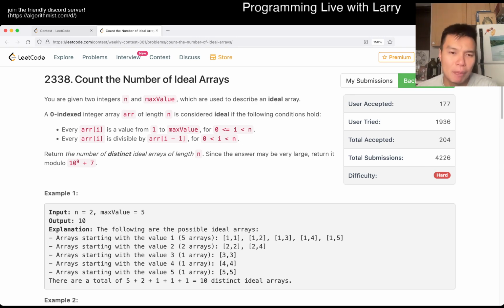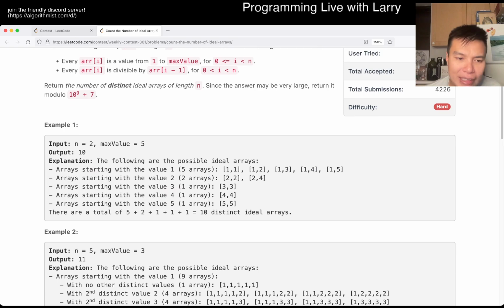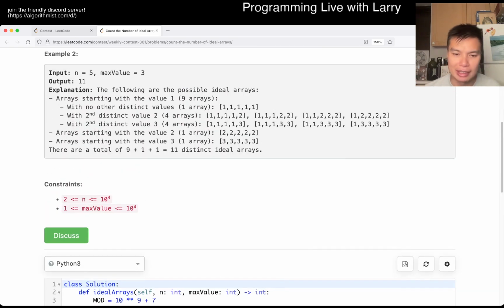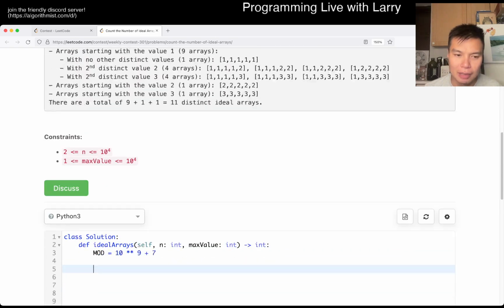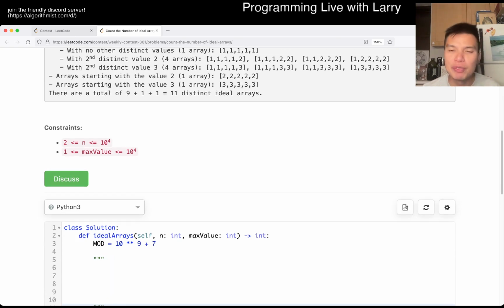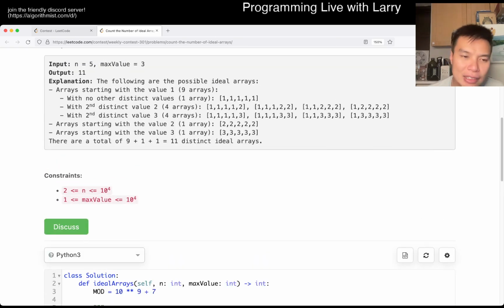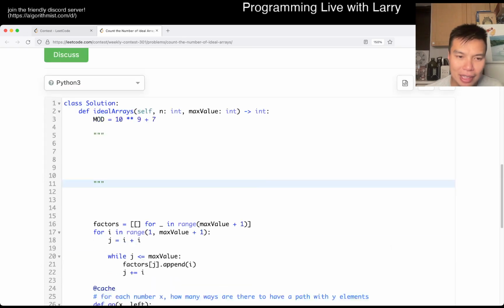This is a combinatoric problem, so there are a couple of ways you can do it, but this is the way that I did it. The naive thing that I tried first is just brute force, or brute force with dynamic programming.